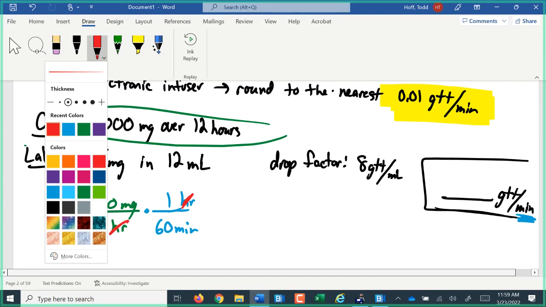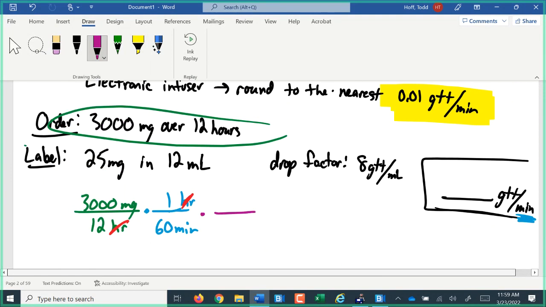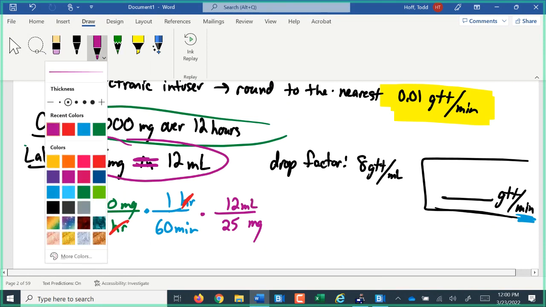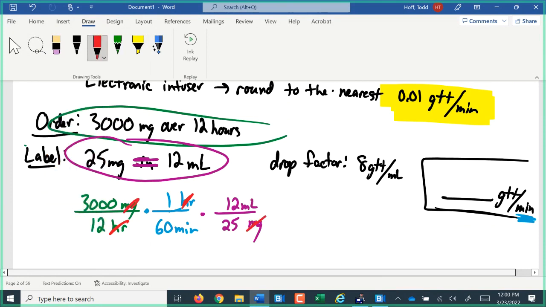Now let's start looking at our units. If you're in milligrams, so I'll put milligrams on bottom, and I need something that relates milligrams to something else. Up here, 25 milligrams and 12 milliliters. Remember, that is saying basically 25 milligrams is equal to or equivalent to 12 milliliters. I put the 25 milligrams on bottom to cancel out the milligrams, 12 milliliters on top. The milligrams cancel out.